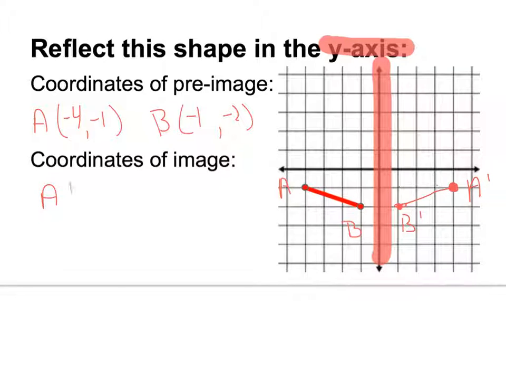Let's get our coordinates down real quickly. So for A prime, we end up with 4, -1, and for B prime, we end up with 1, -2.